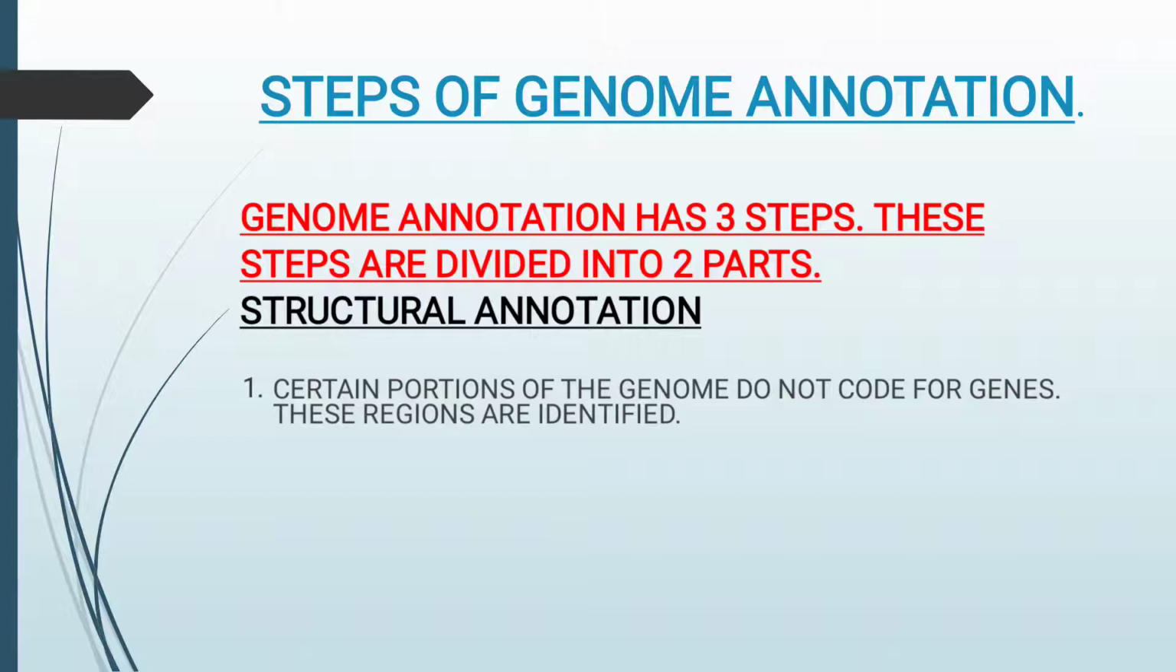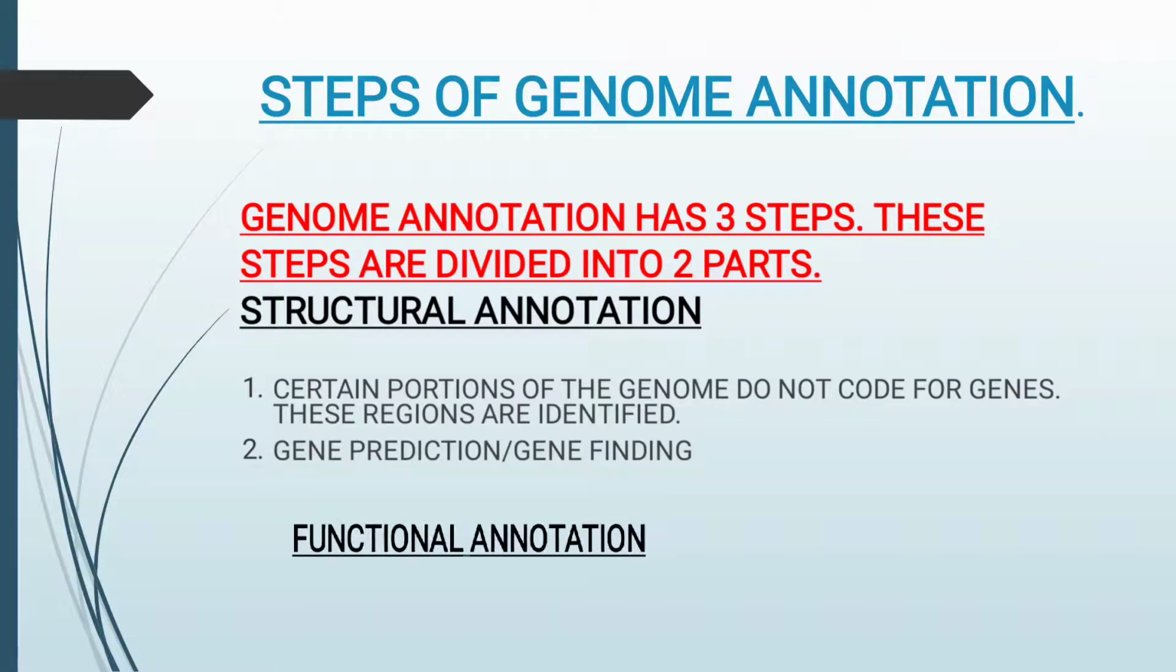In structural annotation, certain portions of the genome which do not code for genes, the intron part, are identified. If you find out the intron part of the overall gene, then you can simply find out the coding part, also the exon part. This can help you shrink your genome and find out the exact sites of the gene where exons are located, which will ultimately code into proteins. Second, gene prediction and gene finding, which parts are actually containing the genes. So the gene finding is done in structural annotation.